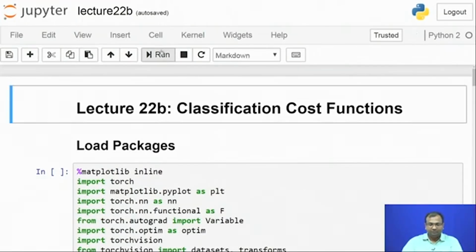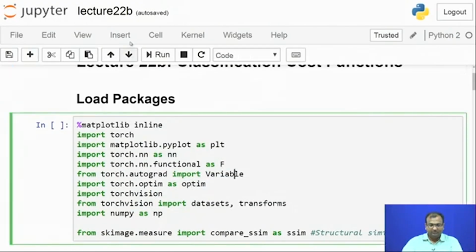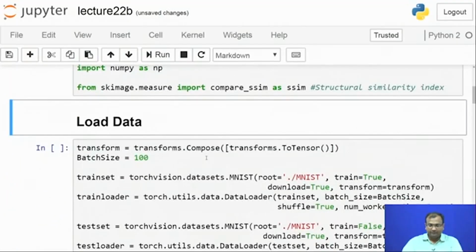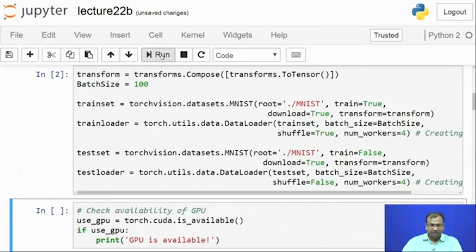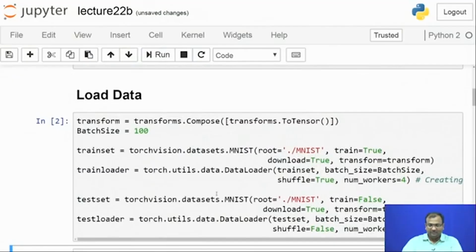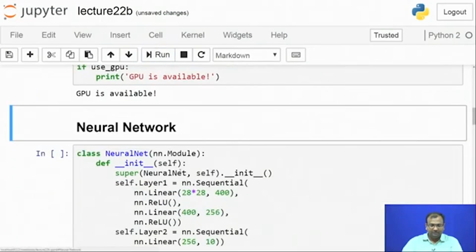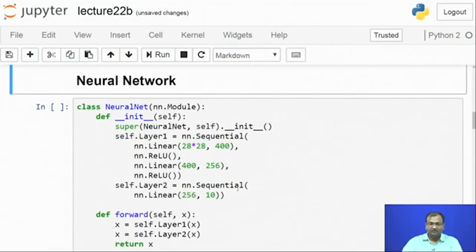Okay. So, the next part is to identify different cost functions. So, let us get going. Initially I just load my packages, and then you have your data being loaded, and this data is still the standard MNIST. Then get your GPU available, and then you start by defining your network.